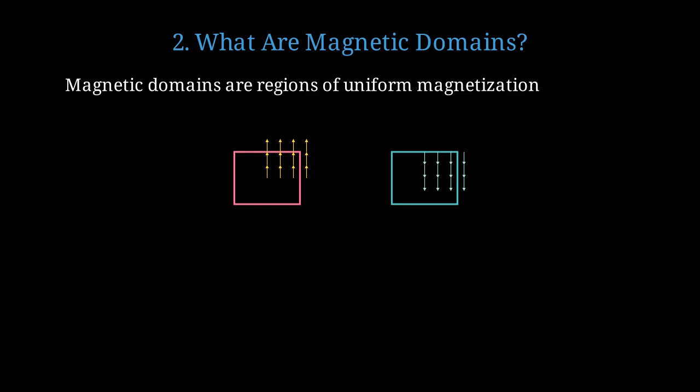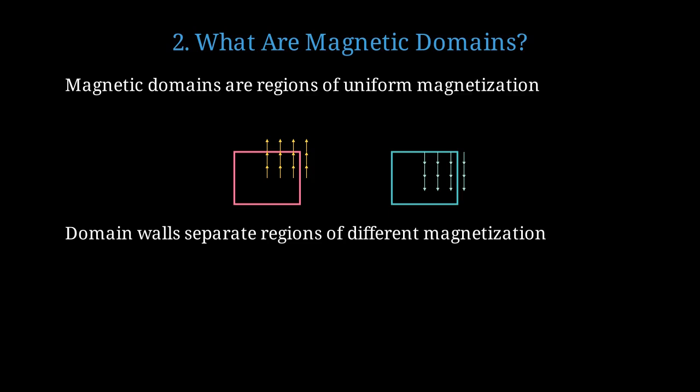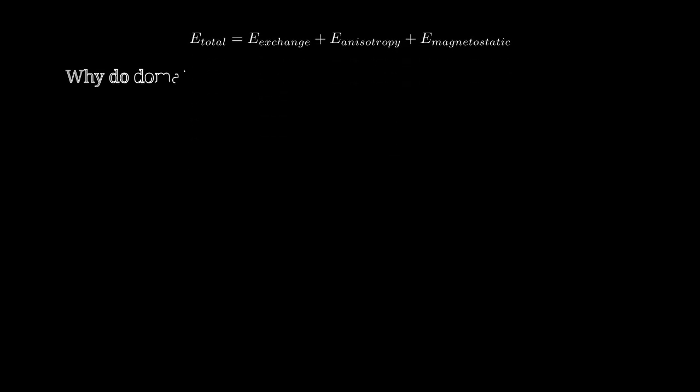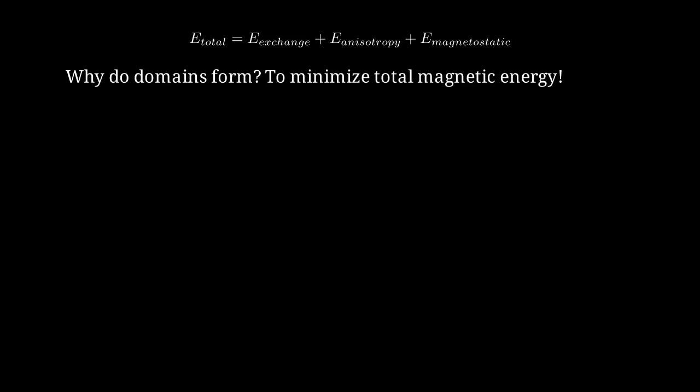The arrows in each domain point the same way, but different domains point in different directions. Between domains are thin boundaries called domain walls, where the magnetization gradually rotates from one direction to another. The total energy of a magnetic system includes exchange energy favoring parallel spins, anisotropy energy from crystal structure, and magnetostatic energy from magnetic fields. Domains form because this multi-domain configuration minimizes the total magnetic energy of the system.